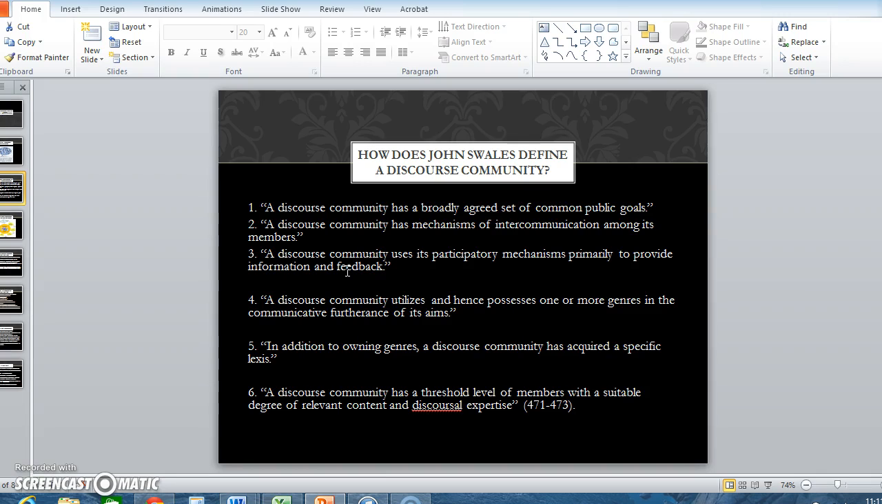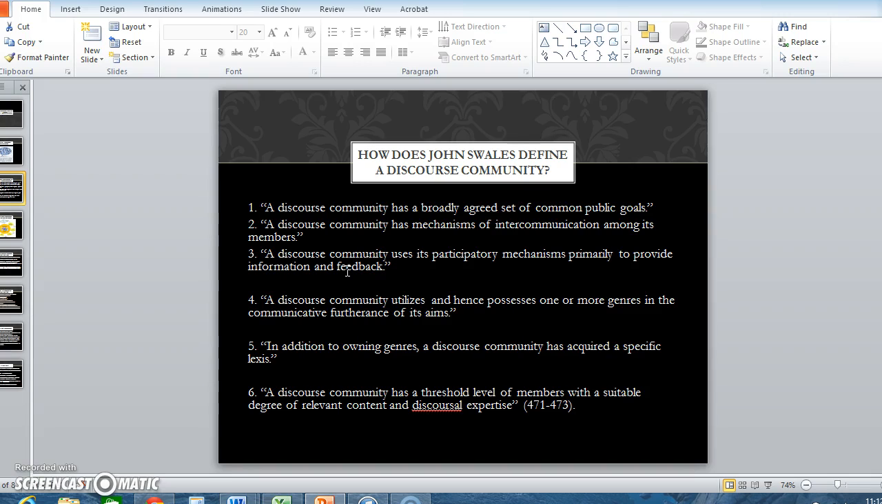Number 4, he says that a discourse community utilizes and possesses one or more genres, and those genres communicate its aims. So, unlike a genre such as horror versus romantic comedy, for Swales and for this course, we see genres as being various different types of communication, again, typically written communication, that will further aims and goals of particular discourse communities.